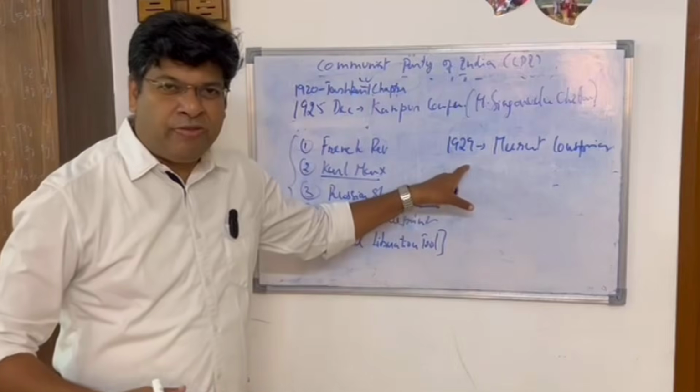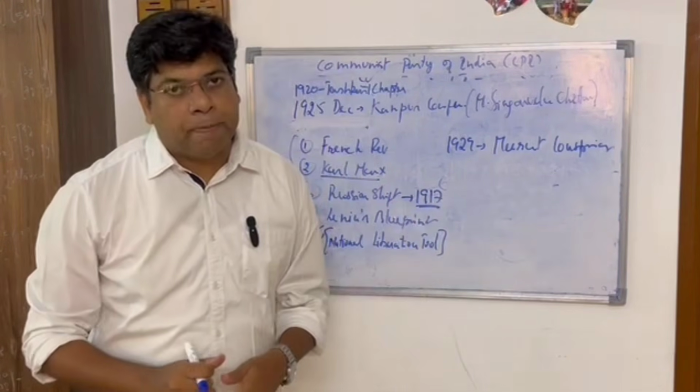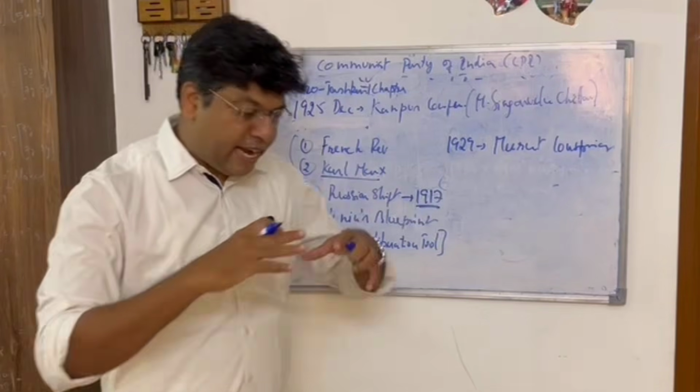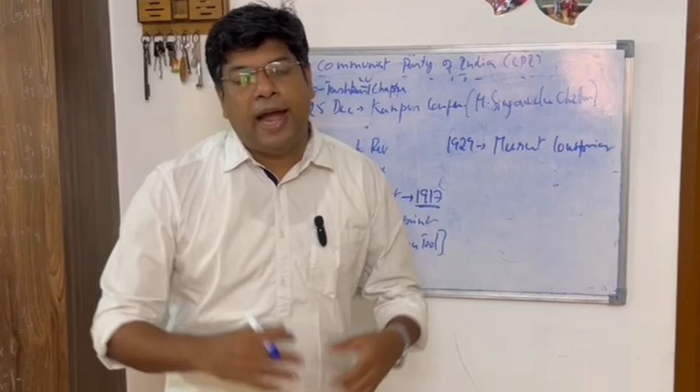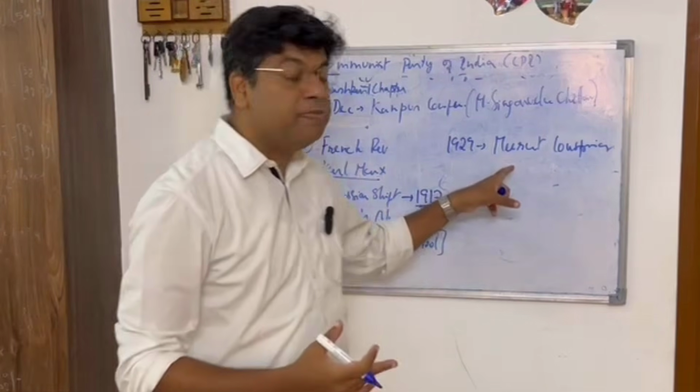And actually, what the Communist Party of India did was utilize the court proceedings to propagate their party. It was actually successful, and it reached the masses. That's how the Communist Party of India became very famous because of this Meerut Conspiracy.